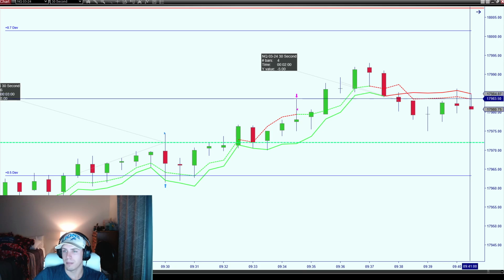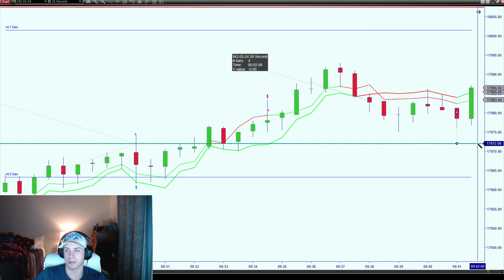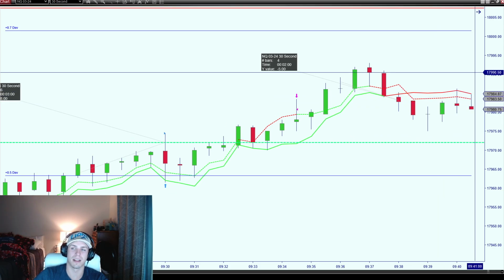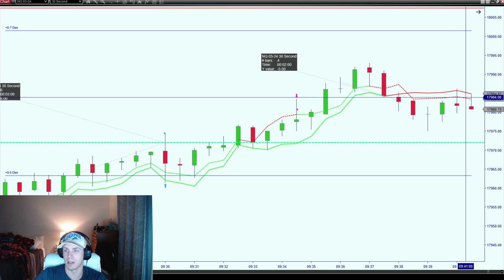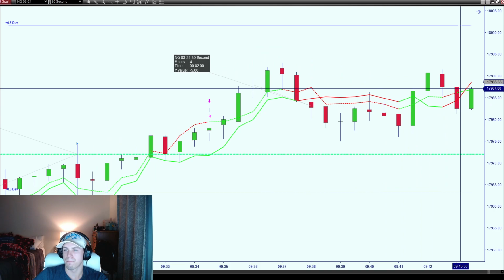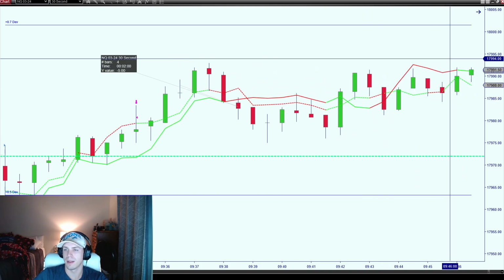Slightly angling down there, barely, but if you wanted to take it, you probably could, targeting this. But again, you want to see steep ones. That's pretty flat. That's not really angling in either direction, or angling down, so I probably wouldn't take that. That would have been about a 5-point loss though.